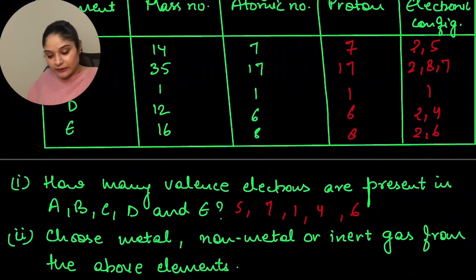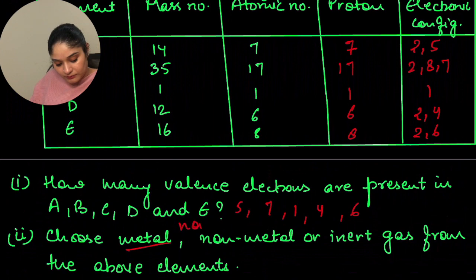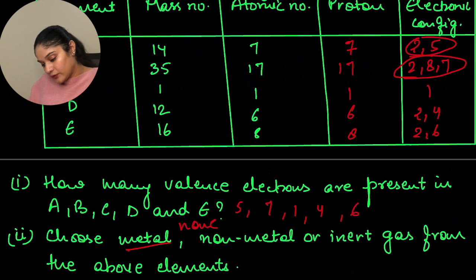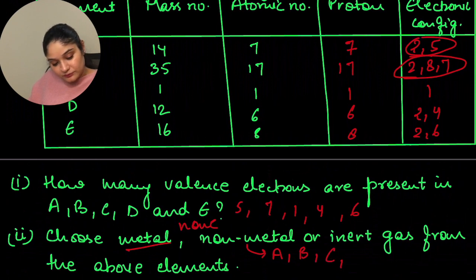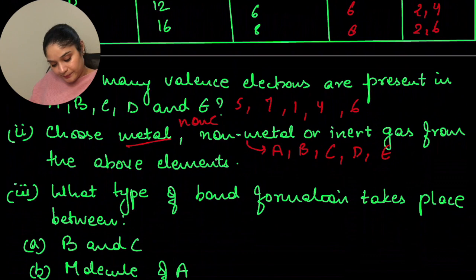So which one would be metals here? So I'll just mark the metals. Let's see, you do not have any metals. So none. Non-metals will be A, B, C, D, and E. So all of them are non-metals. Do I have any inert gases? No, none. So inert gases would be none.